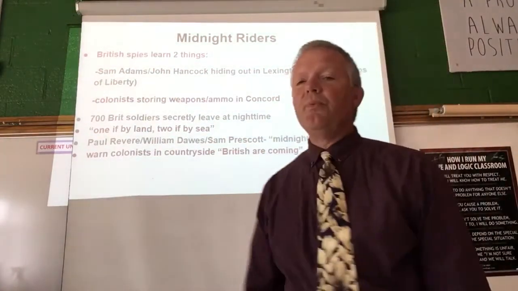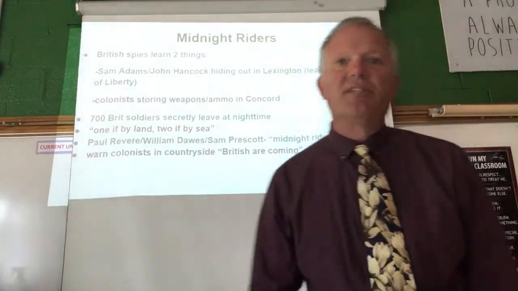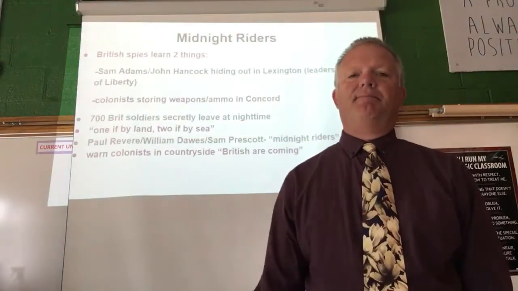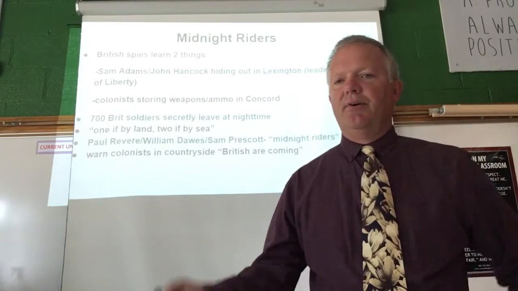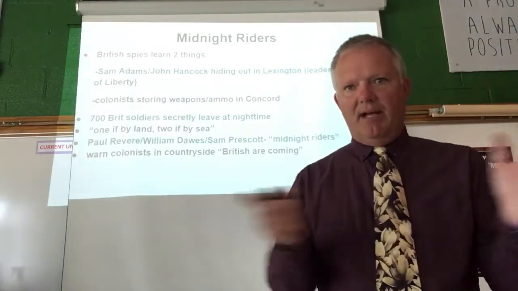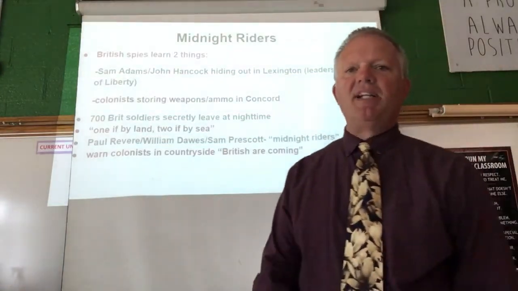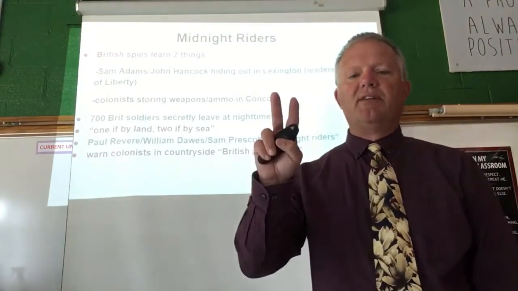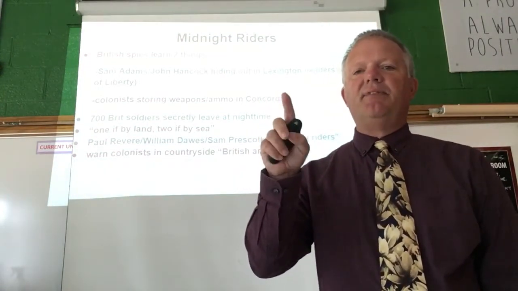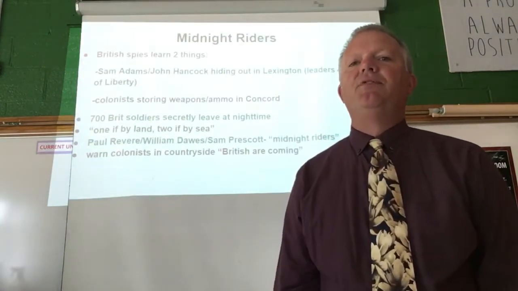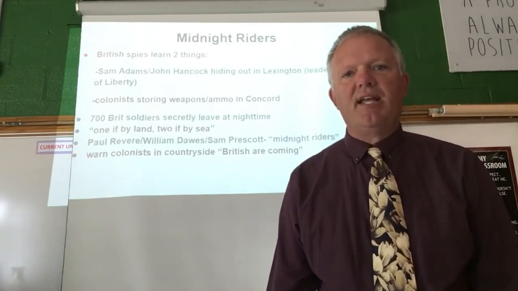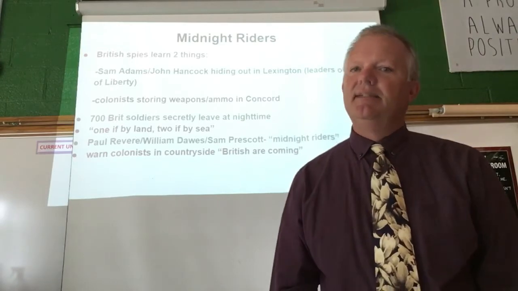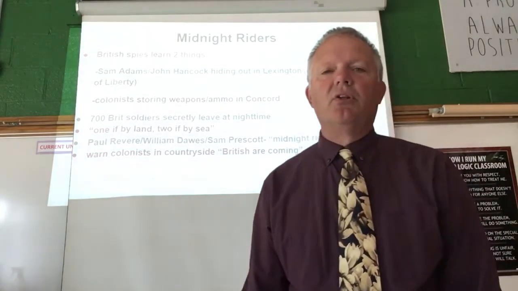And so this comes down to the Midnight Riders. Each side had spies. All right? The British had spies, the colonists had spies, and they were always trying to find out information about the other. British spies find out that two things are happening. In the city of Lexington, you have two of the leaders of the Sons of Liberty. You have John Hancock and you have Sam Adams. They're in Lexington. They're wanted men. The British are looking for them.